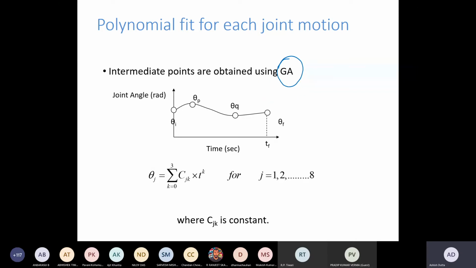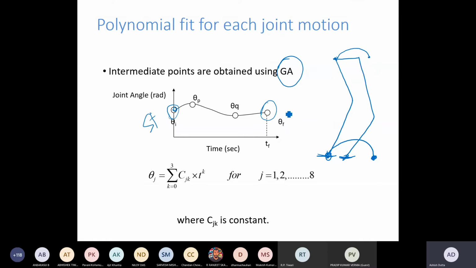What GA basically does is, we know the start point and we know the end point of the walk. So when it is walking, if I draw it here, this is my start point and this is my end point. Similarly the hip is moving forward. So I know my start point, I know my end point. GA will find two parameters in between. So this is one point, this is another point, and then it will form a spline between them. It can be a cubic polynomial, or some other spline function. So this is the trajectory.